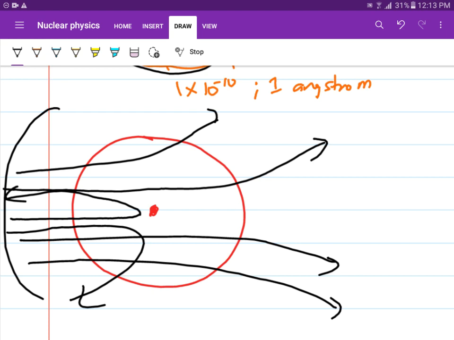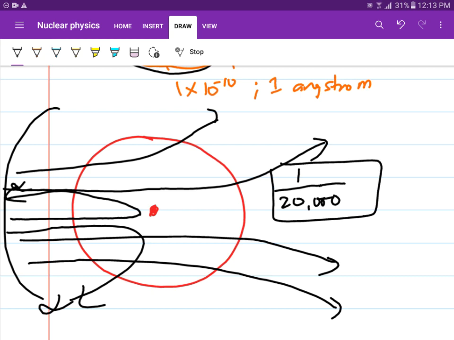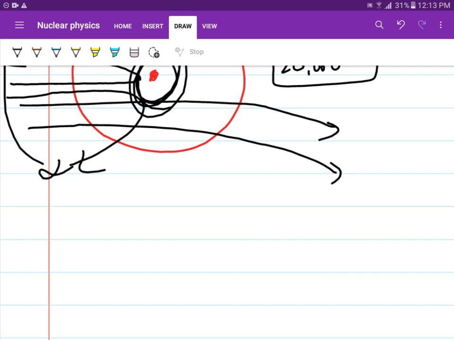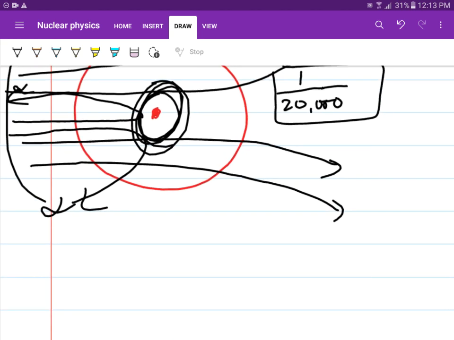So if you measure the fraction, it's about 1 in 20,000. It's a small fraction, but this explains why some of the alpha particles are bounced back towards the screen, because of this highly dense and positively charged nucleus. So that was his discovery. He discovered that the atom was not made of a sea of positively charged particles, but that the positively charged particles were concentrated inside a nucleus.